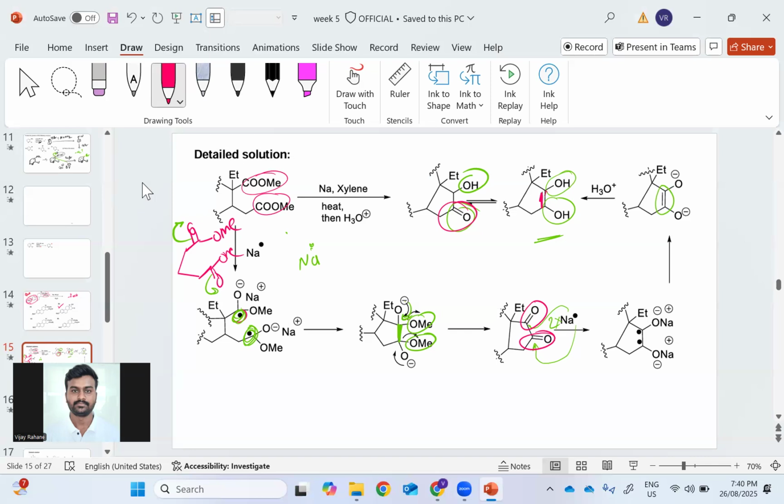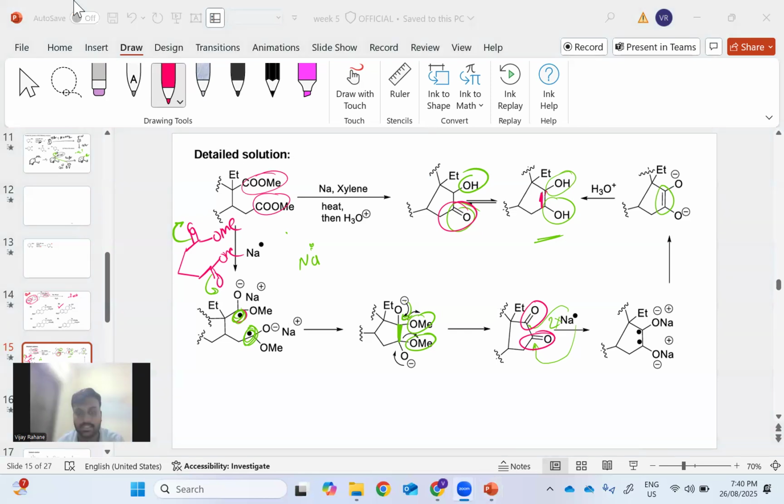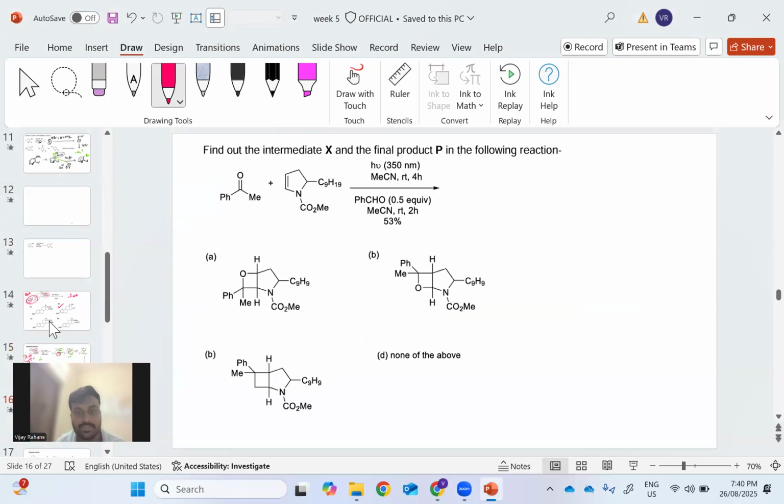Right. So I will next move to the next question. So the next question is again... So where is the next question? Yeah. So this is the next question. In this question, you are given a ketone compound, right? And one is the double bond. And also in the reaction condition, as you can see, there is a light involved. So the light source is 350 nanometer. So that's obviously UV light in place of the aspirator.